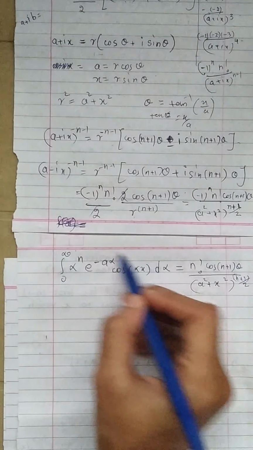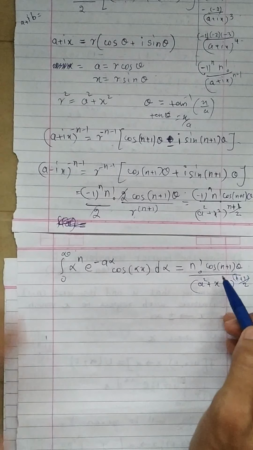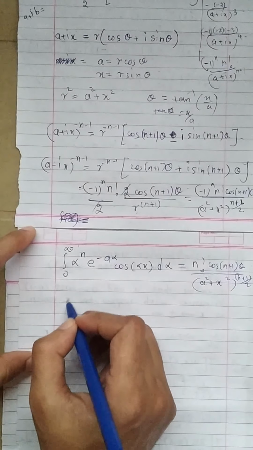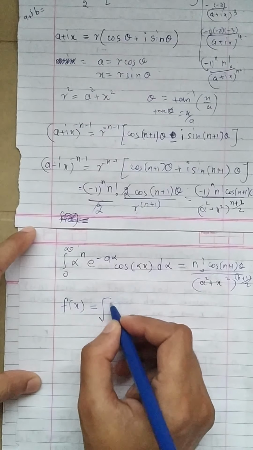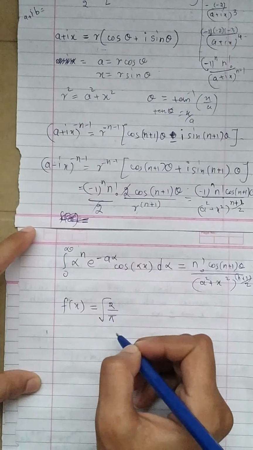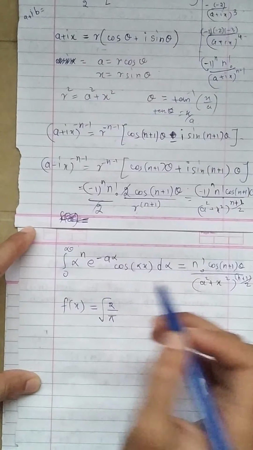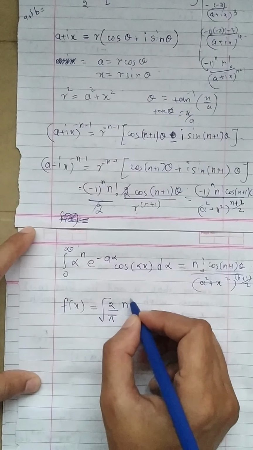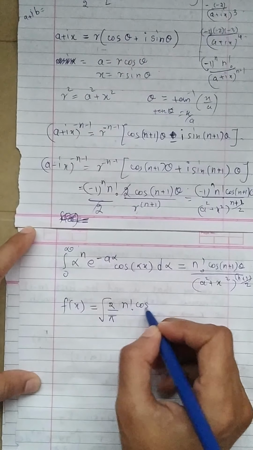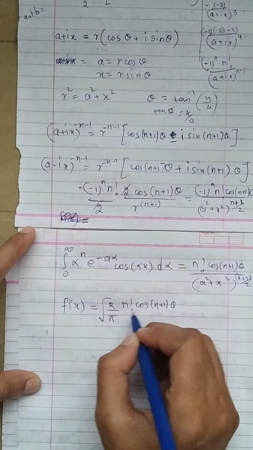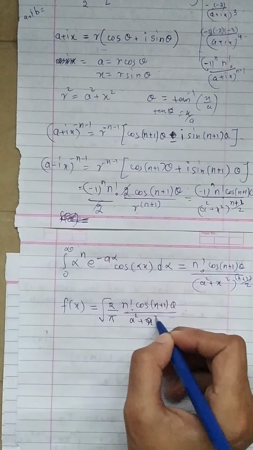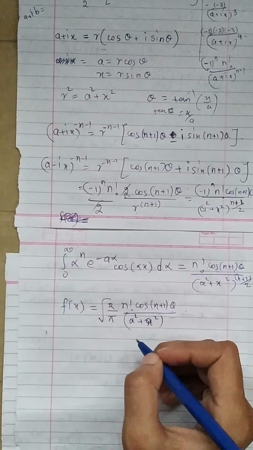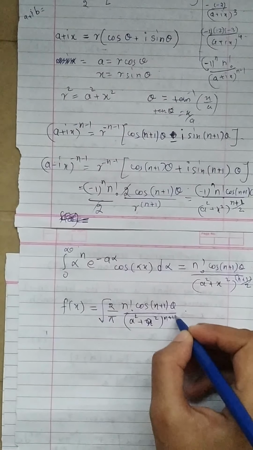Okay, so this is equal to this quantity, and hence what will be f of x? f of x will be root of 2 by pi times this quantity, which is this. So it will be n factorial into cos of n plus 1 theta into (a square plus x square) raised to n plus 1 by 2.